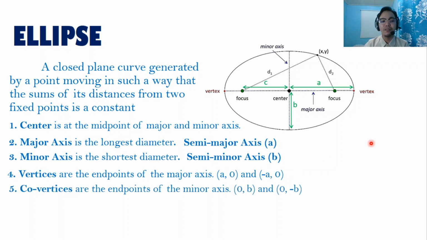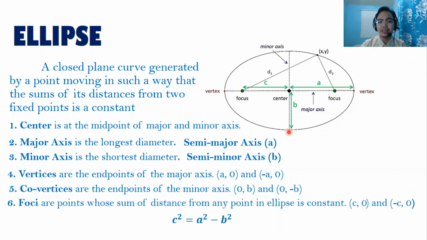Now, our co-vertices. Ito naman yung mga endpoints ng ating minor axis. So, in this figure, we have (0, b) and (0, -b). So, kung ang ating minor axis naman ay horizontal, that will be (b, 0) and (-b, 0).